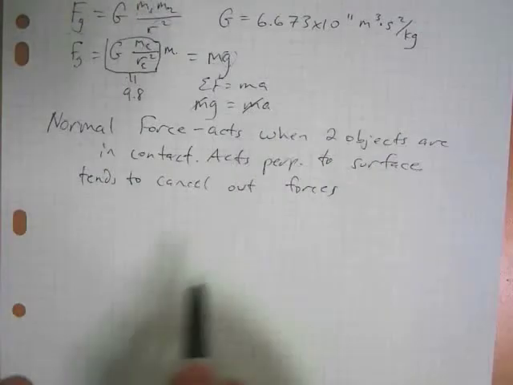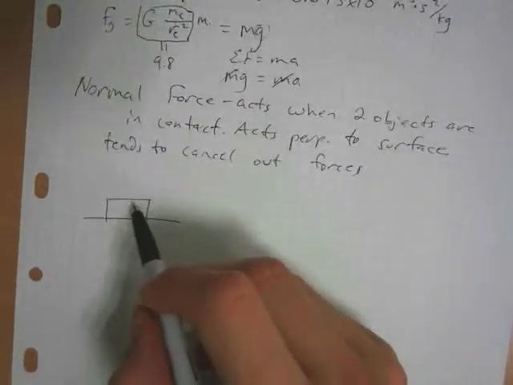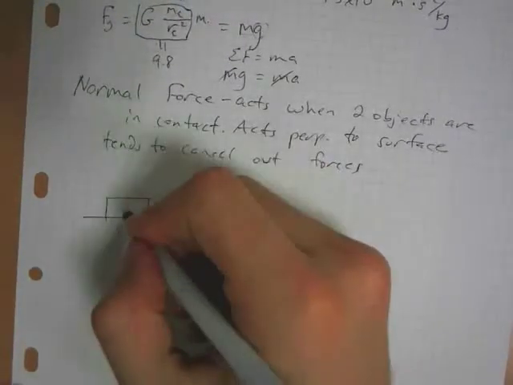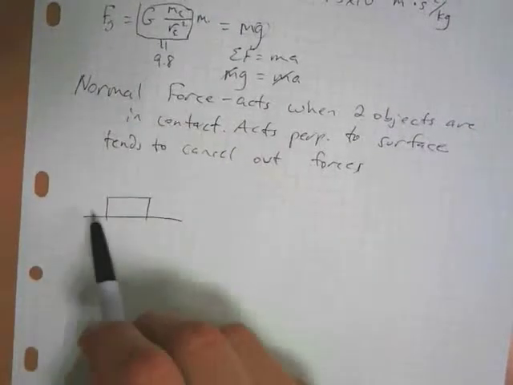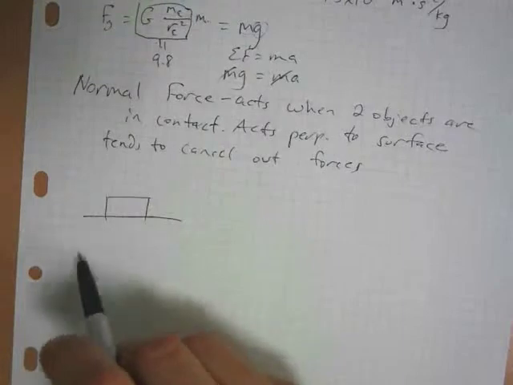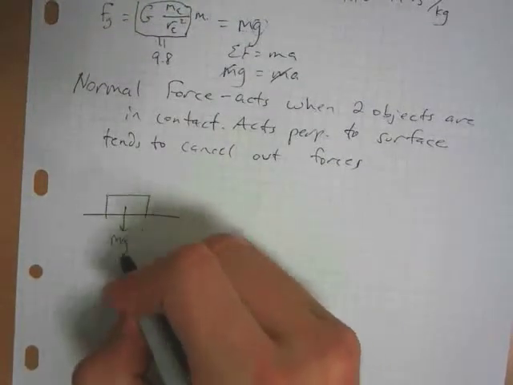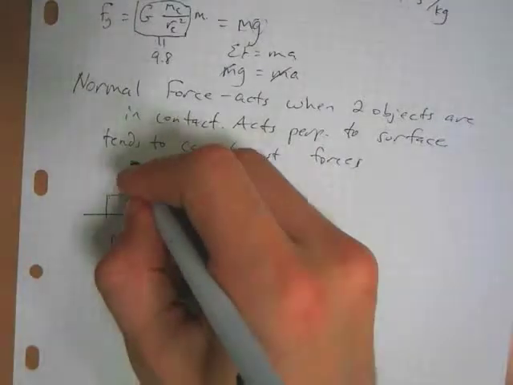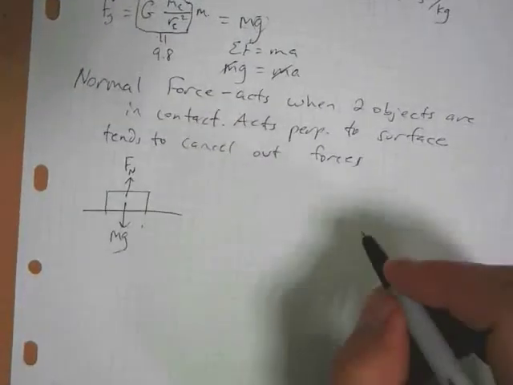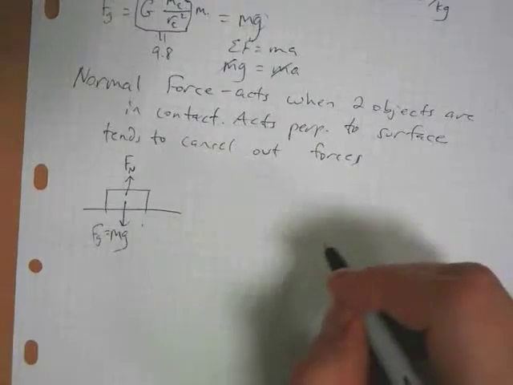So if I have an object resting on a desk, and as we do the problems, we're going to be drawing a lot of diagrams. So I recommend anytime we do a force problem, draw it, and then draw vectors, arrows, representing all the forces acting on the object. So we've got an object on a flat surface, we've got gravitational force going down, and we've got normal force going up, which I write as F sub n. And this would be F sub g, which is mg.